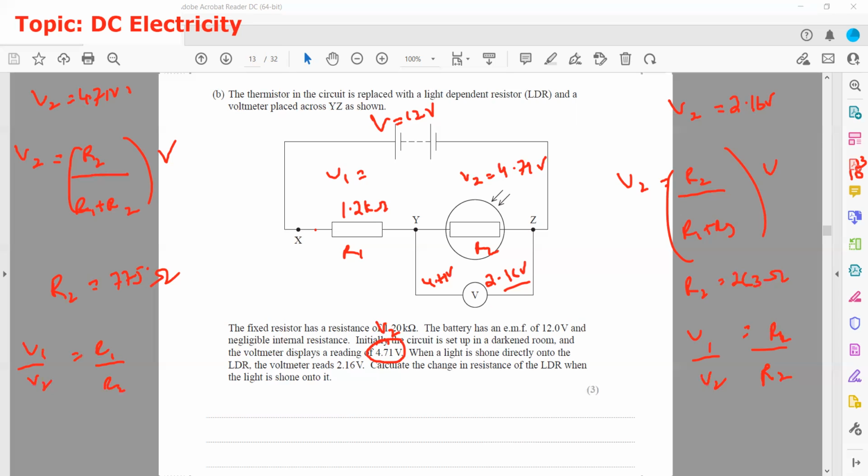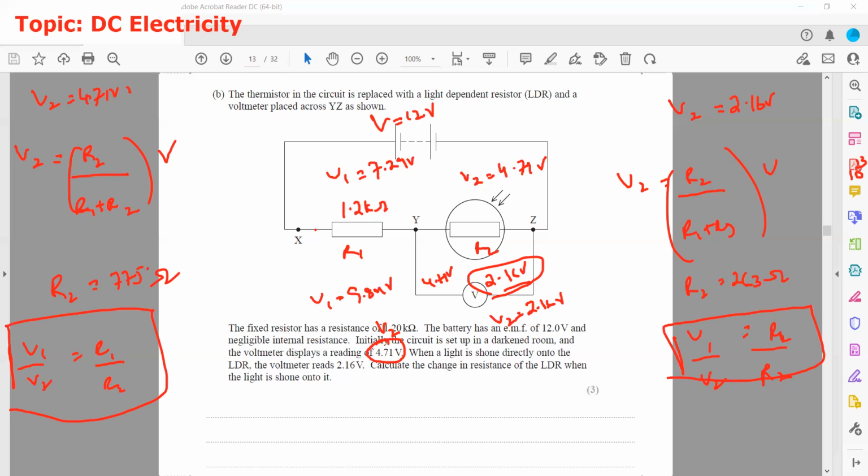So V1 will be 12 minus 4.71, which is 7.29. And same thing if V2 is 2.16, V1 will be 12 minus 2.16, so this will be 9.84. So we can take a ratio of the voltage and resistance, and the value of R1 does not change. R1 remains constant, as it is a fixed resistor of 1.2 kilo-ohms. Using that, we can work out the value of R2 in each case, and then subtract to work out the change in resistance.